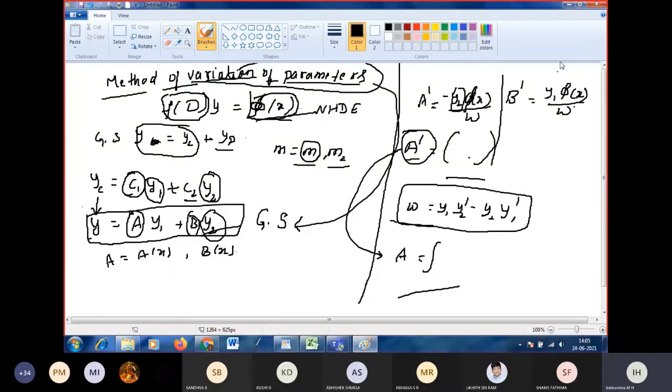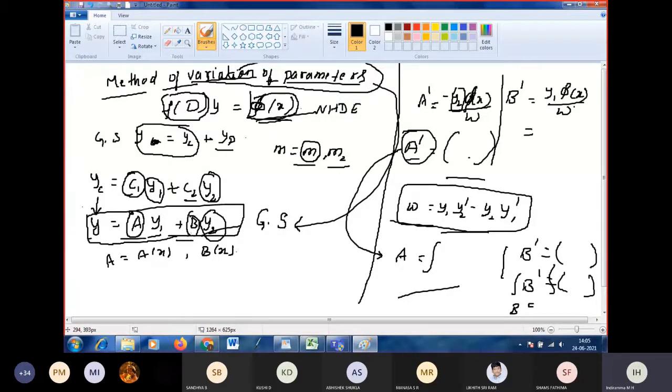Okay. So here also for B, substitute for y1. Substitute for phi of x and substitute for W. Then you simplify. You will get the simplified form of B dash. Then you integrate. So integration of B dash will be B. So integrate the RHS also. Then you will get the value for B. Substitute A and B here. That's it. That will be your solution.